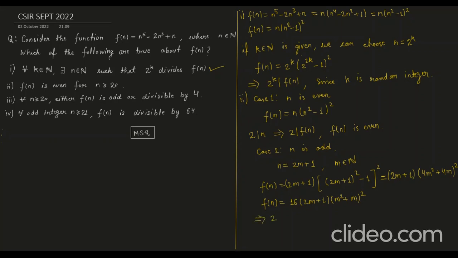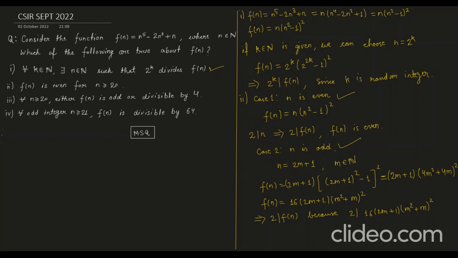It implies 2 divides fn because 2 also divides 16 times (2m plus 1) times (m square plus m) whole square. Alright, so we covered both the cases, when n is even and when n is odd.